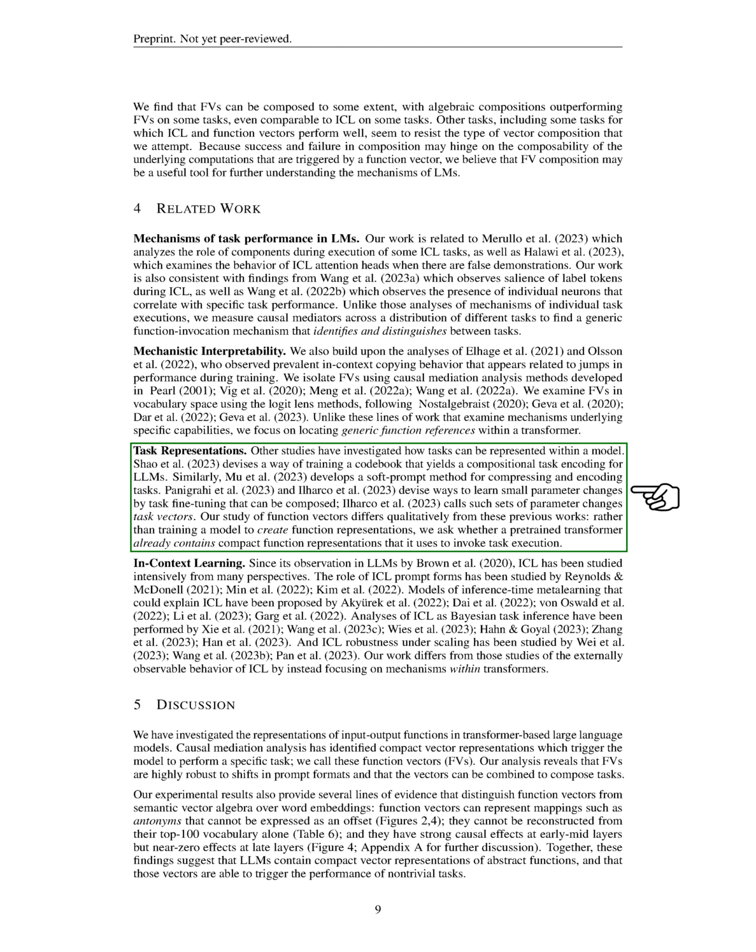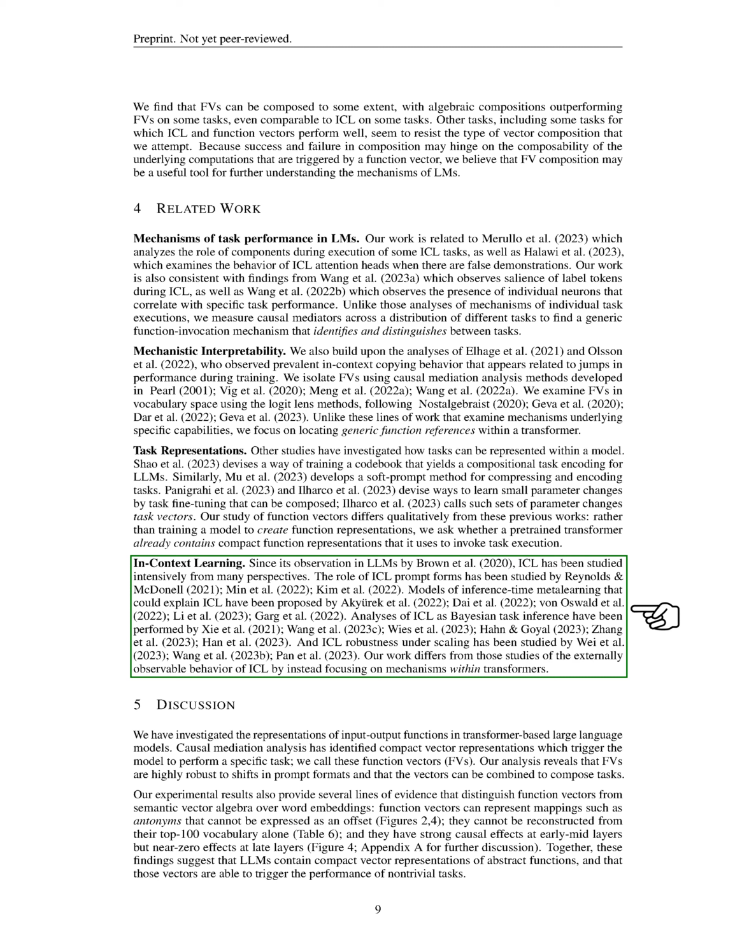Other studies have investigated how tasks can be represented within a model. Some have devised a way of training a codebook that yields a compositional task encoding for large language models, LLMs. Others have developed a soft prompt method for compressing and encoding tasks. Our study of function vectors differs from these previous works. Instead of training a model to create function representations, we ask whether a pre-trained transformer already contains compact function representations that it uses to invoke task execution.